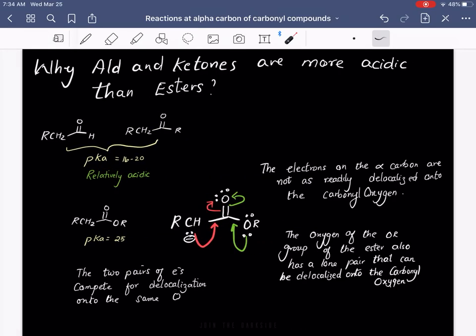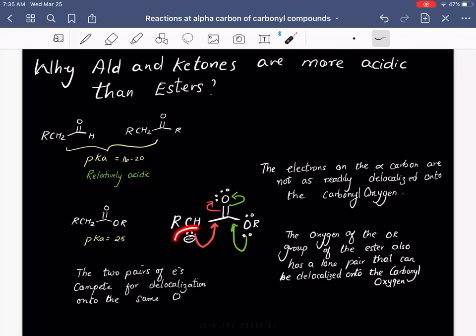Okay, now going to the slide, we can answer why aldehydes and ketones are more acidic than esters. If you look at the pKa values of aldehydes and ketones compared with those of the esters, you can see that the esters are relatively less acidic. The reason for that comes from the stability or the electron donating ability of the other oxygen that is present in the ester group.